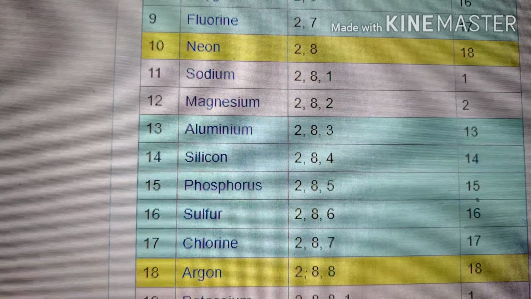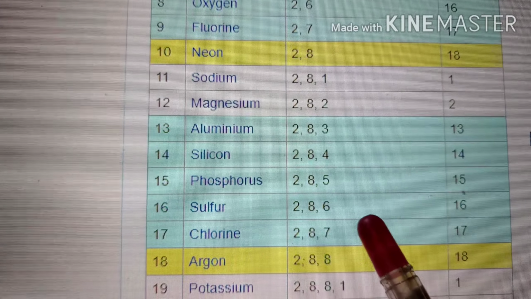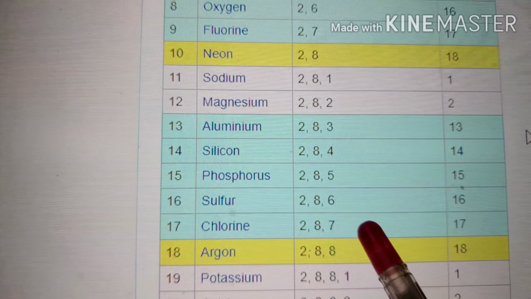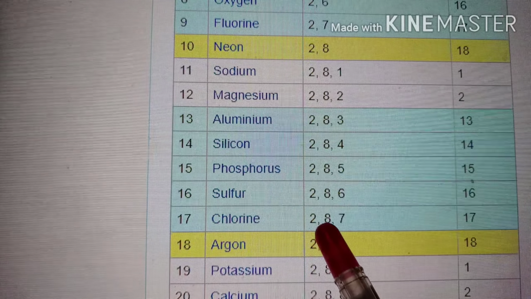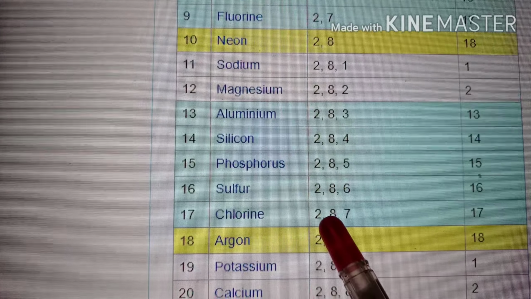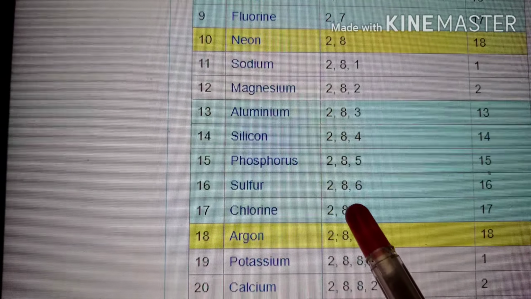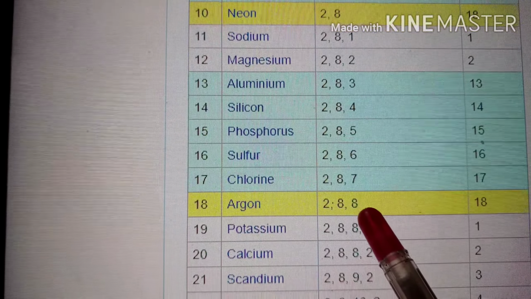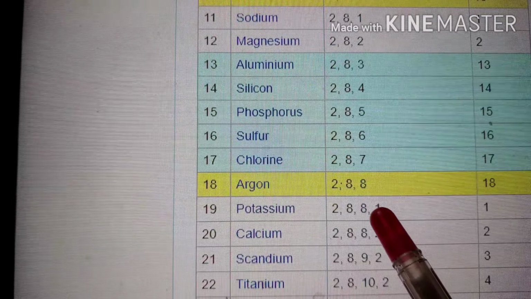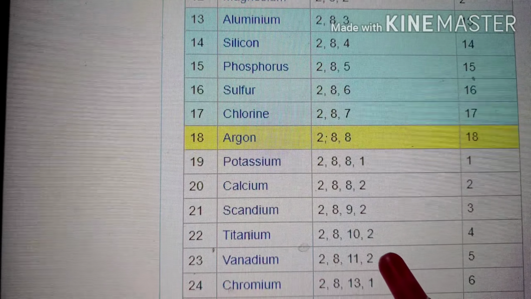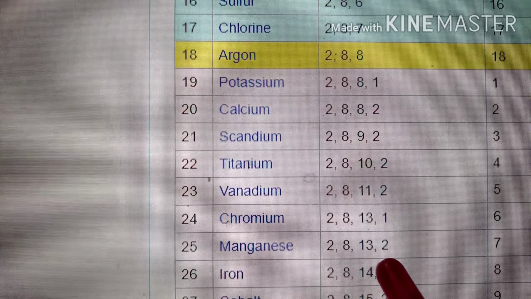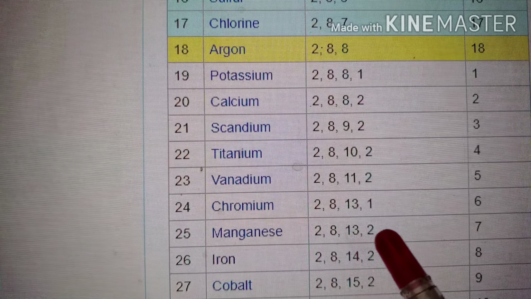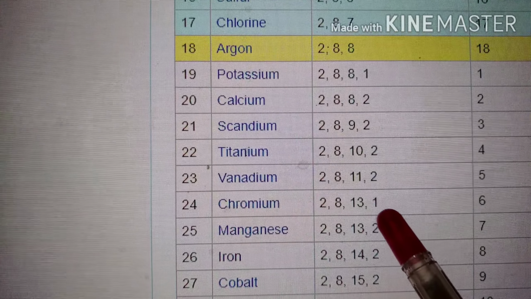Dear students, we have discussed till now up to this chlorine atom. It is having 17 electrons. So 8 electrons in the second shell are fulfilled, and in the third shell it is 7 electrons. So what will happen if it is more than 7 electrons? If we think about 15 electrons, what will happen? Here you see in the third shell it is 13 and it goes to the next shell.